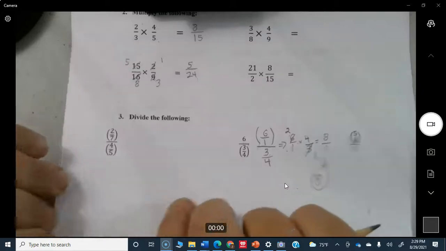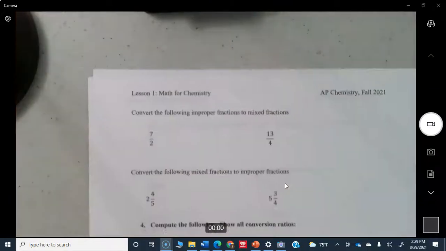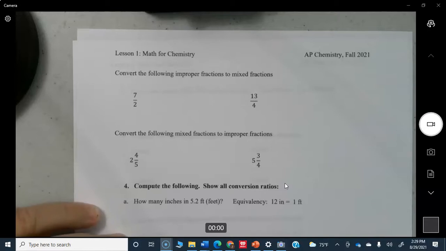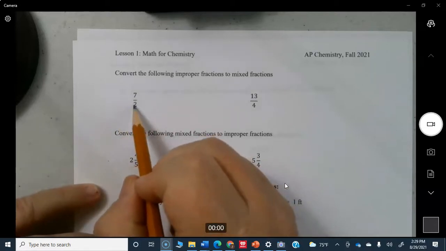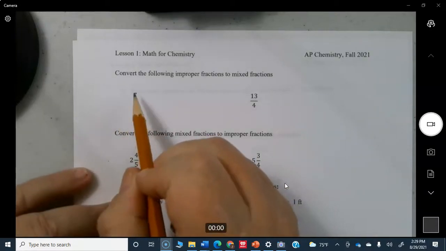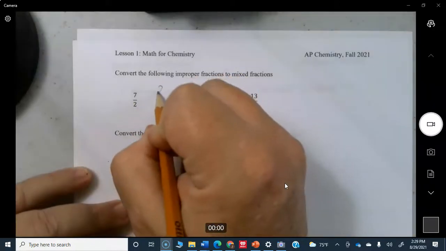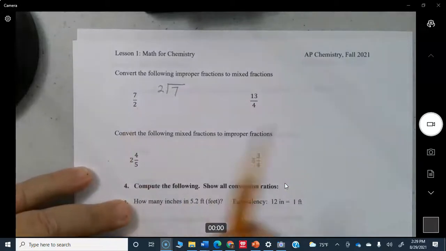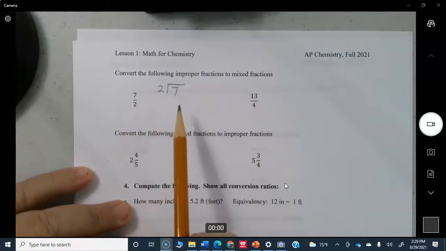All right, convert the following improper fractions to mixed fractions. Okay, the way you do that is just remember what a fraction is. It's a division problem. It's 2 divided into 7. So we're going to write it like that. Don't put any decimal 0, 0 here. Okay, what you want is a remainder.